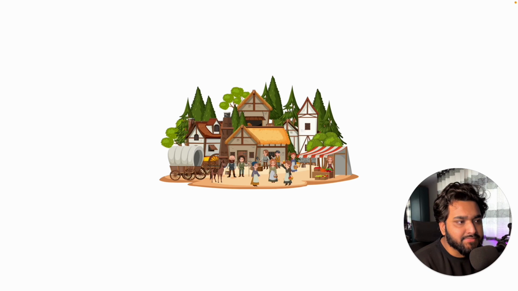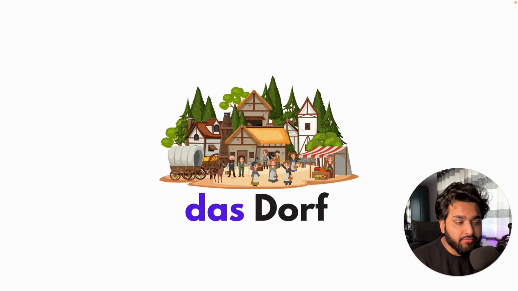This one seems like a village. How do you say village in German? 5 seconds. 1, 2, 3, 4, 5. Okay, a village you would say in German, das Dorf. Das Dorf. So Dorf in English, the village. Now let's move on to the next picture.